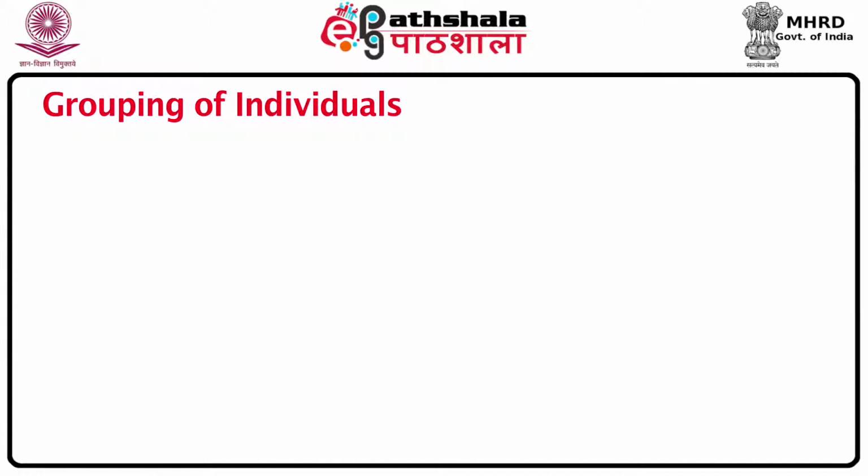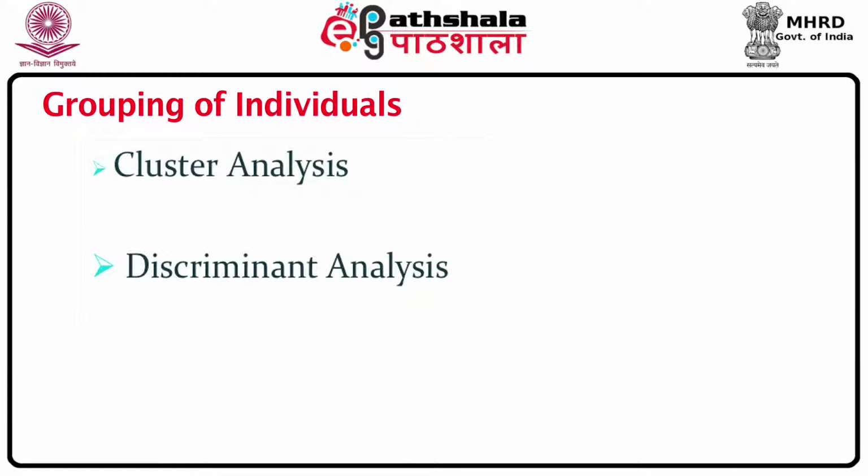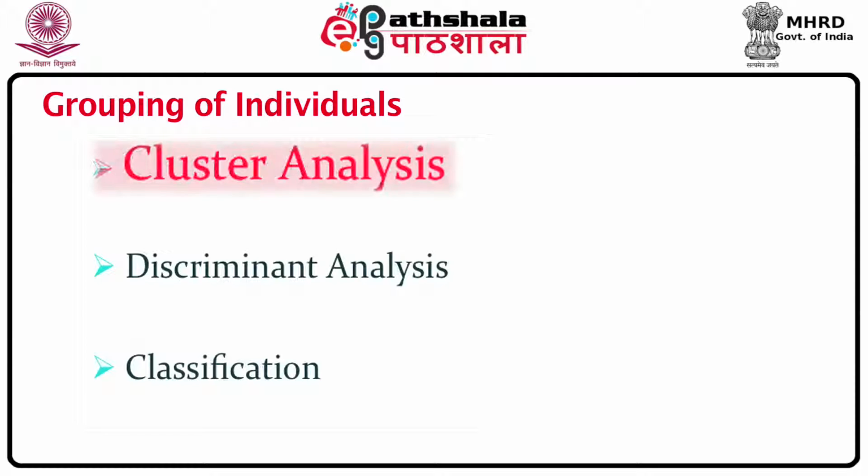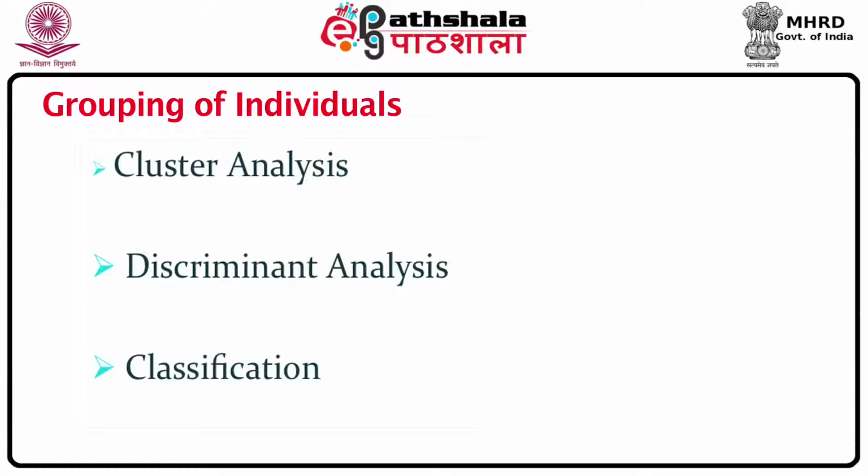The problem of grouping of individuals can be subdivided into 3 different aspects. The first of this is that when we are given a number of individuals and they say there are m characteristics of each individual, we need to find out as to how similar these individuals are to each other, and hence cluster them according to this similarity. This problem is generally referred to as cluster analysis. So these n individuals are grouped into, say, m different clusters.